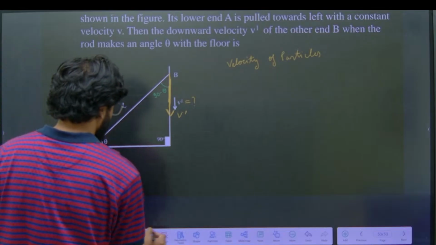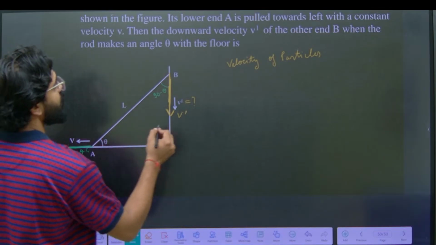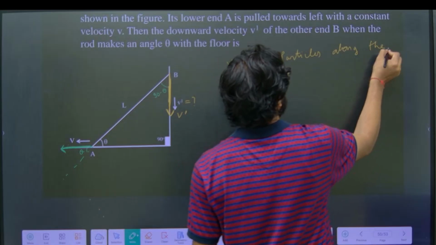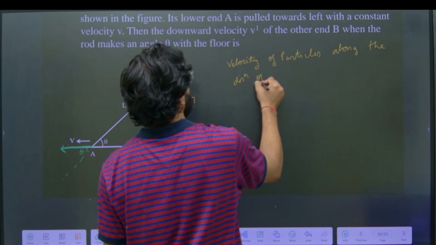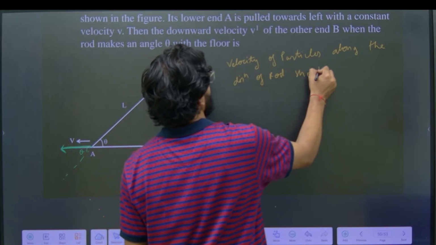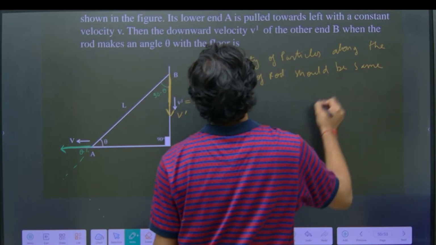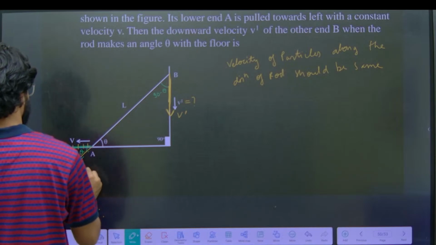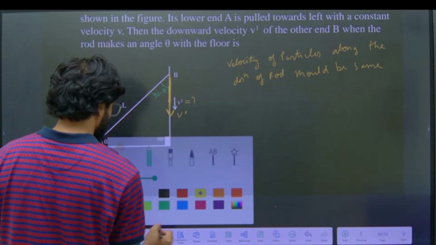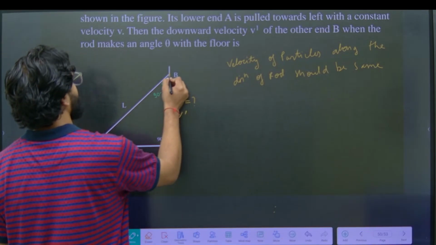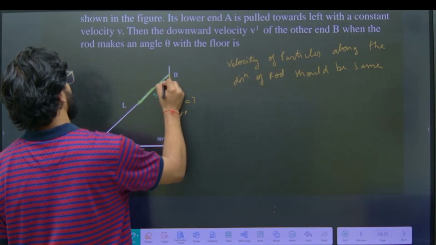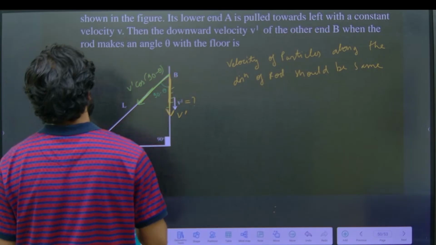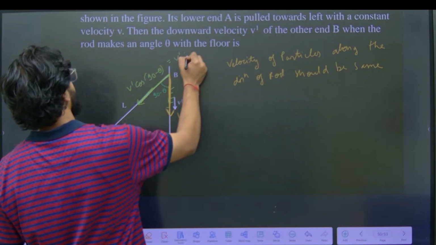So can we say this, that the velocity of the particle along the direction of the rod should be the same. So this will be v cos theta, and this will be v prime cos of 90 minus theta, which will become v prime sin theta.